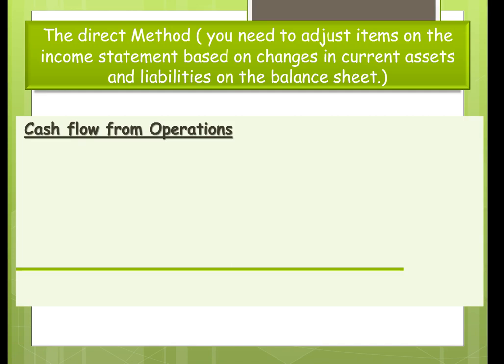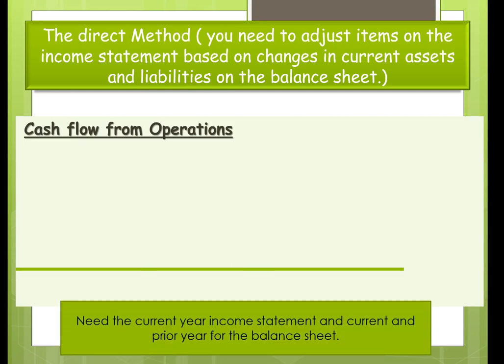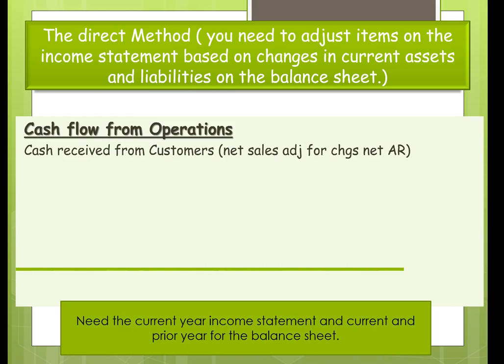So we're going to start with the direct method, and this is a general outline of what you do. Basically, you're going to look at the income statement, which you always need, and then you're going to look at changes in current assets and current liabilities on the balance sheet. So you need the current year income statement and you need the prior plus current year balance sheet. So we start with cash that we receive. It can be received from customers, which is true of the example we have, or it could be rental income or interest income.